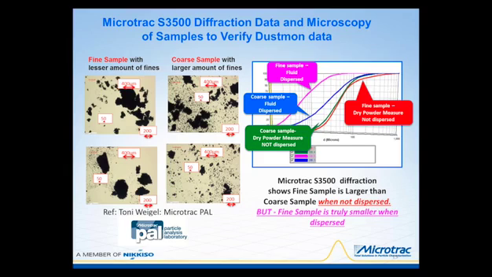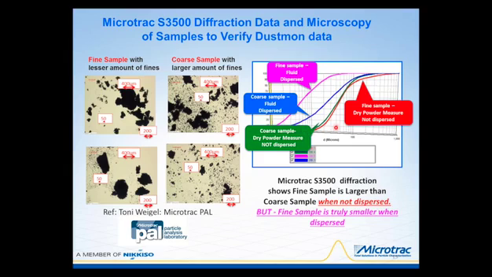So this was starting to tell us that the Dustmon was doing its job, but we wanted to go a little bit further just to assure ourselves and the customer as to what we were actually seeing. So we ran the samples on our S3500 diffraction instrument. Now this instrument, the way it was set up for this experiment, did not provide any dispersion energy at all. And we tried to maintain these materials in their state as we received them without these agglomerates being affected in any way.